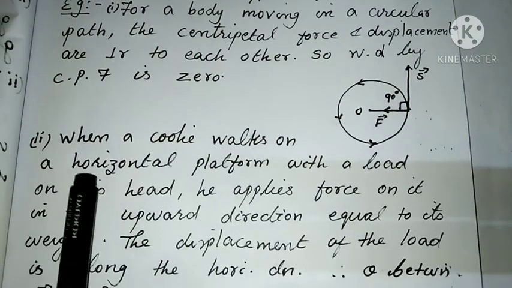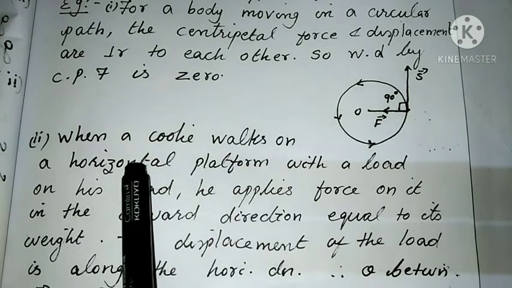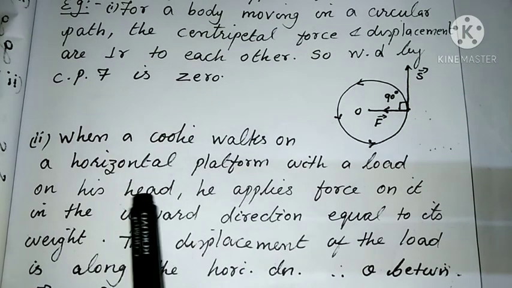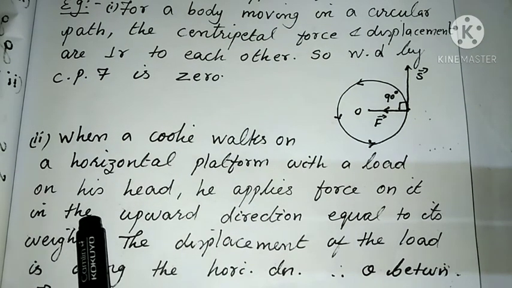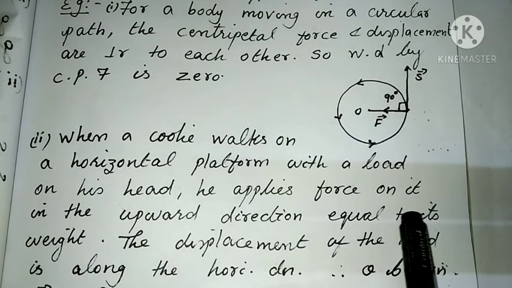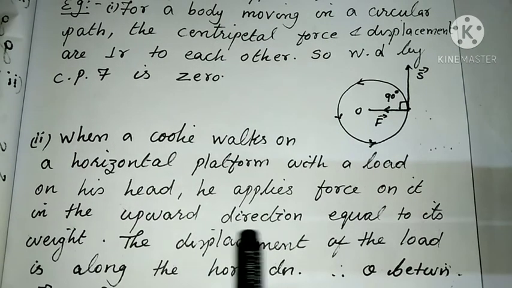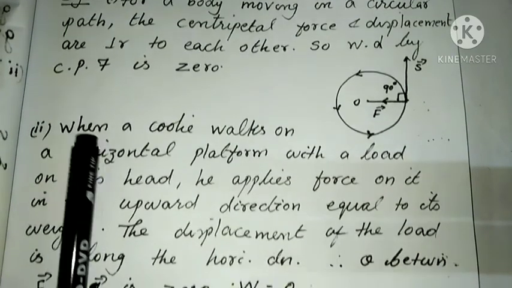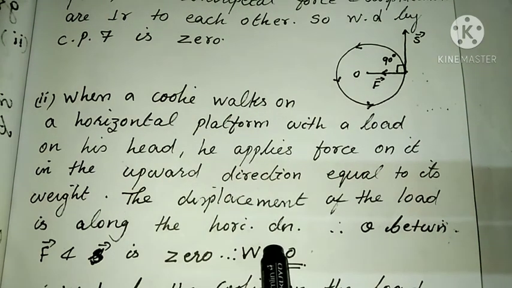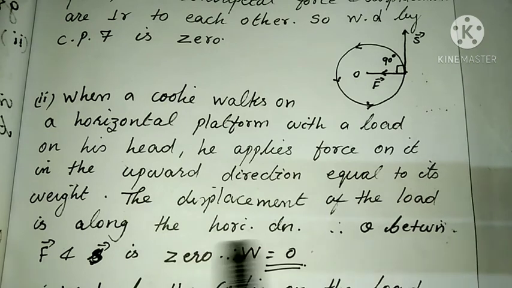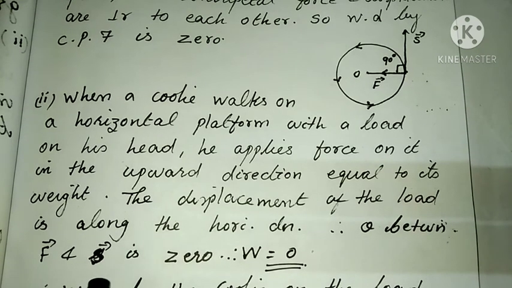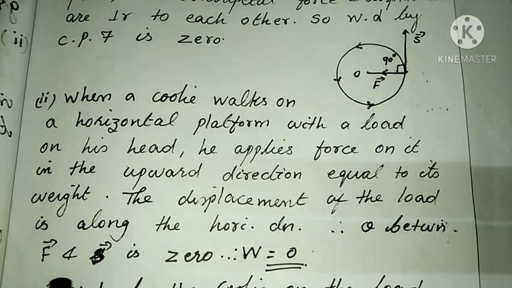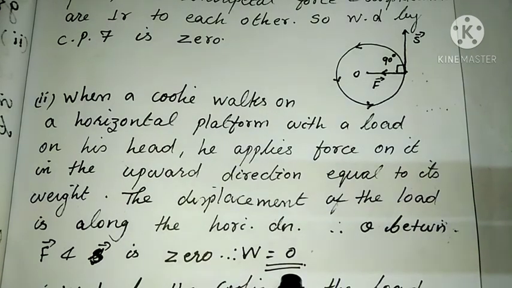Then the second one, when a coolie walks on a horizontal platform with a load on his head, he applies force on it in the upward direction equal to its weight. The displacement of the load is along the horizontal direction. So in that case, theta between the component of force and the displacement is 90 degrees, so work done is 0.